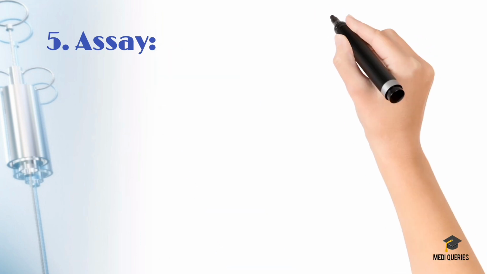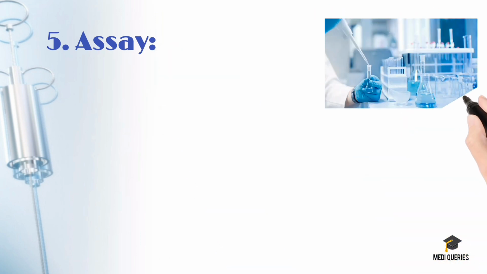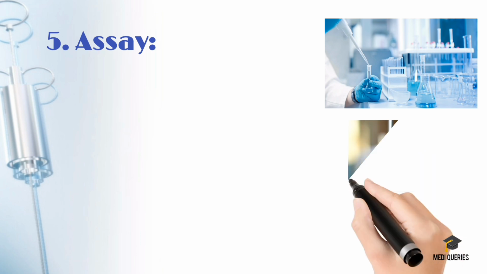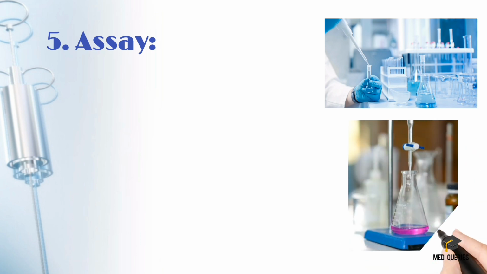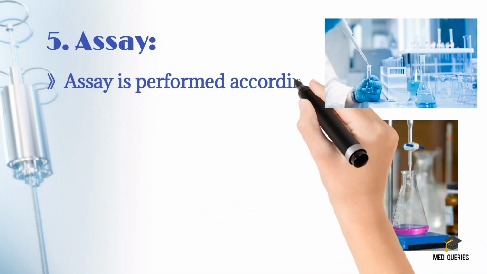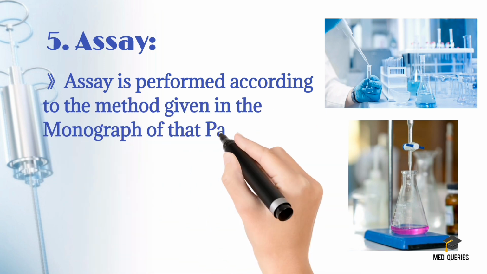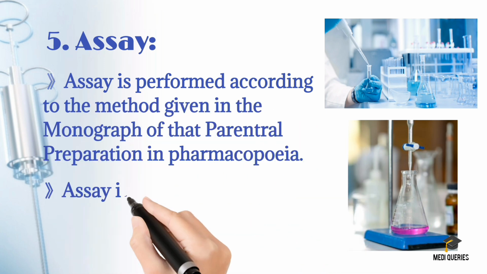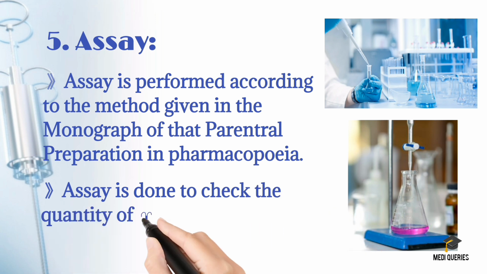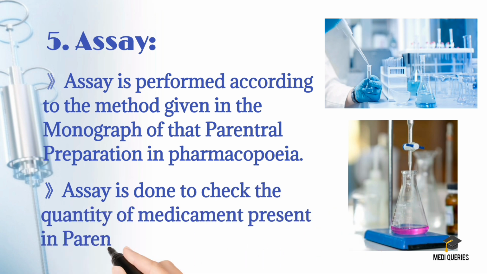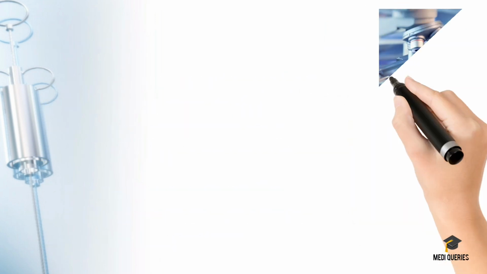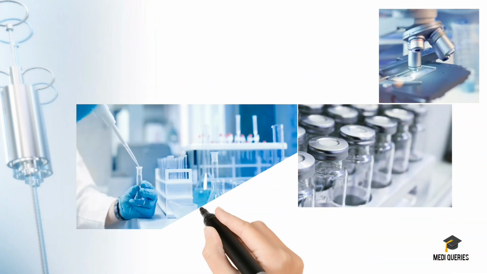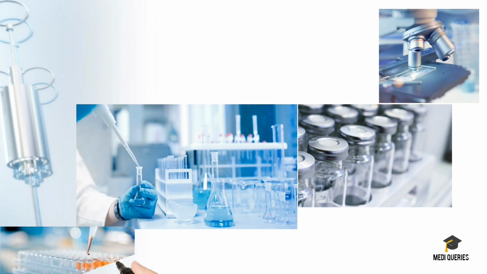And the next test is the assay. Assay is performed according to the method given in the monographs of the parenteral preparations in the pharmacopoeia. Assay is done to check the quantity of the medicament present in the parenteral preparation. According to the type and category of the medicament, we will conduct the assay as per the monographs of the IP. So this is all about the evaluation of the parenteral preparations.